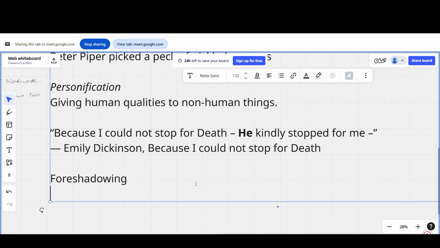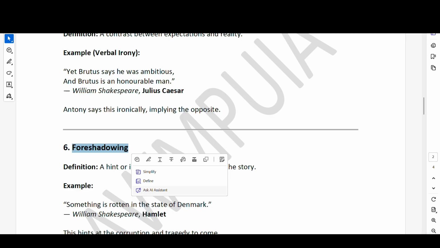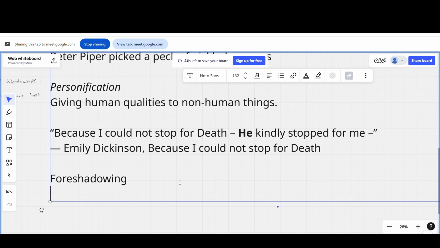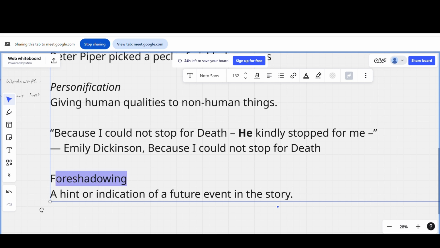For example, in Shakespeare's Macbeth, King Duncan was murdered by Macbeth and his wife, right? So there might be some kind of foreshadowing. Foreshadowing means telling things in advance, in the future. It shows a little bit of a spoiler or some clue that this thing will happen. That is known as foreshadowing, a hint or indication of the future. So this is also one literary device.